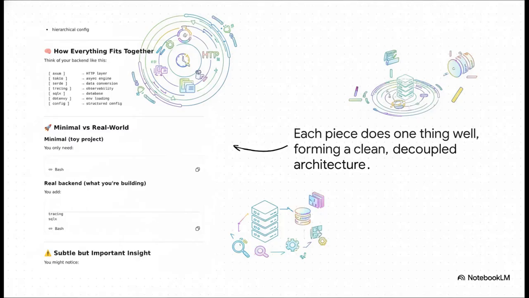So, here's how it all fits together. You've got these clean, distinct layers, and each one is handled by a library that's best in class for that job. Axum for the web stuff, Tokio is the async engine, Serde for your data, and SQLx for the database. It's just a really clean, decoupled way to build things.